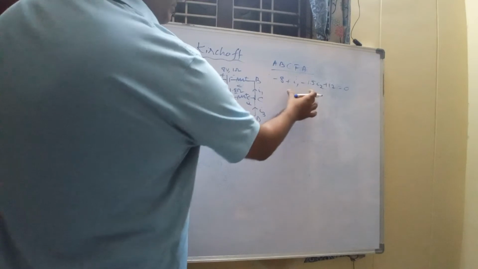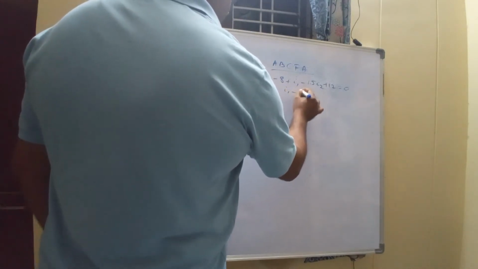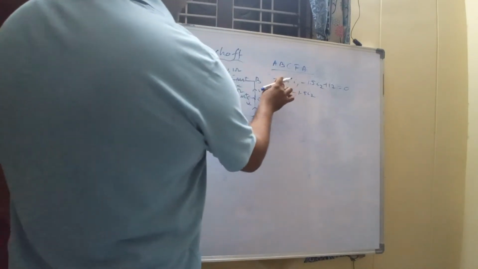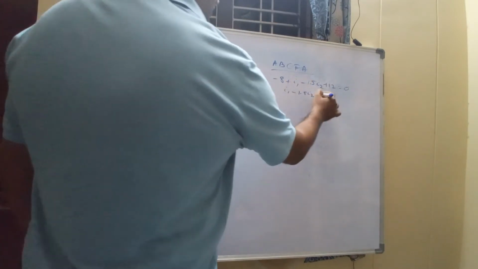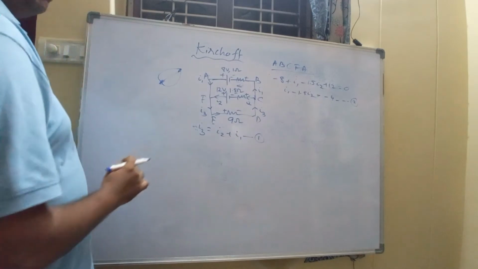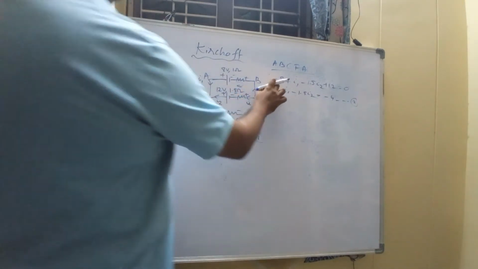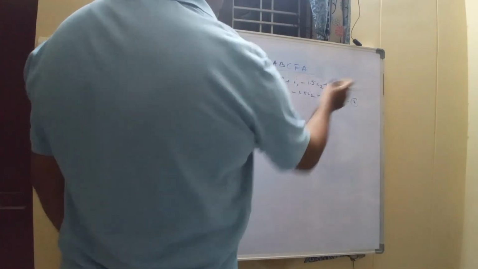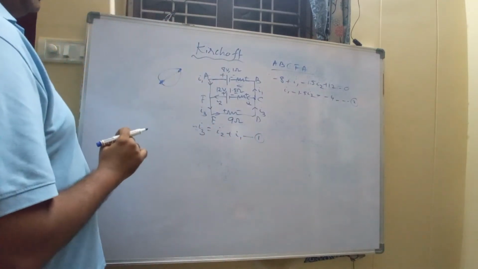So here we need to simplify this now. So I1 minus 1.5 I2, minus 8 plus 12 plus 4. So when it goes to the other side, it becomes minus 4. Minus 8 plus 12 plus 4, other side minus 4. So we want another equation now.